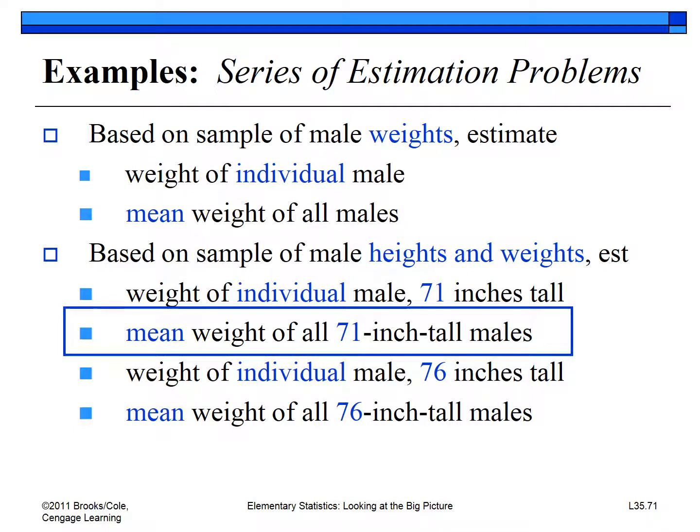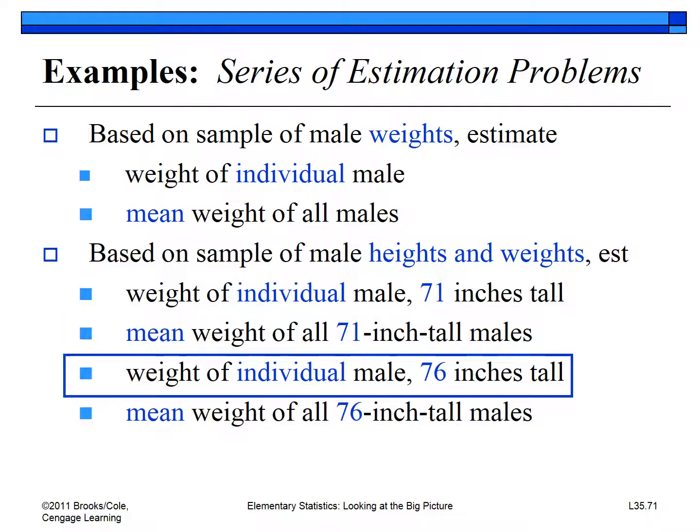So we've gone from estimating the weight of an individual male at 71 inches tall to estimating the weight of an individual male at 76 inches tall. We would expect that person to be about 25 pounds heavier than our 71-inch tall person.